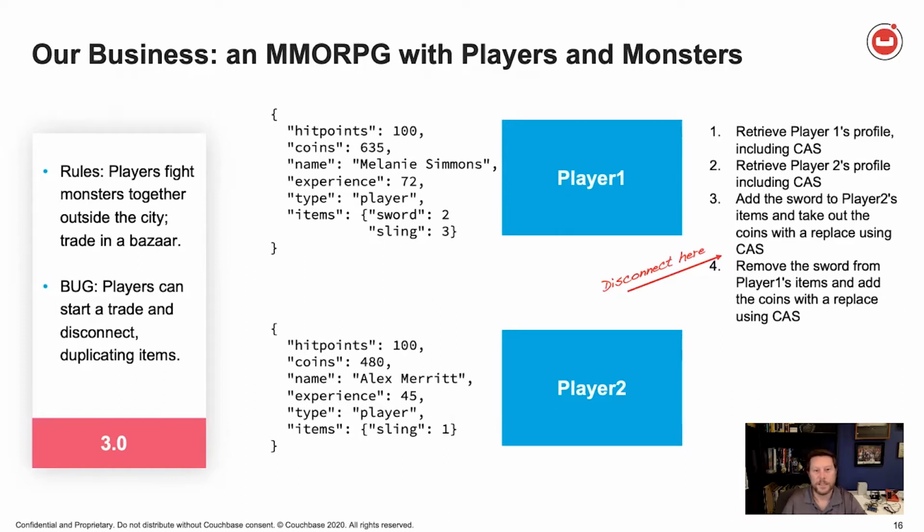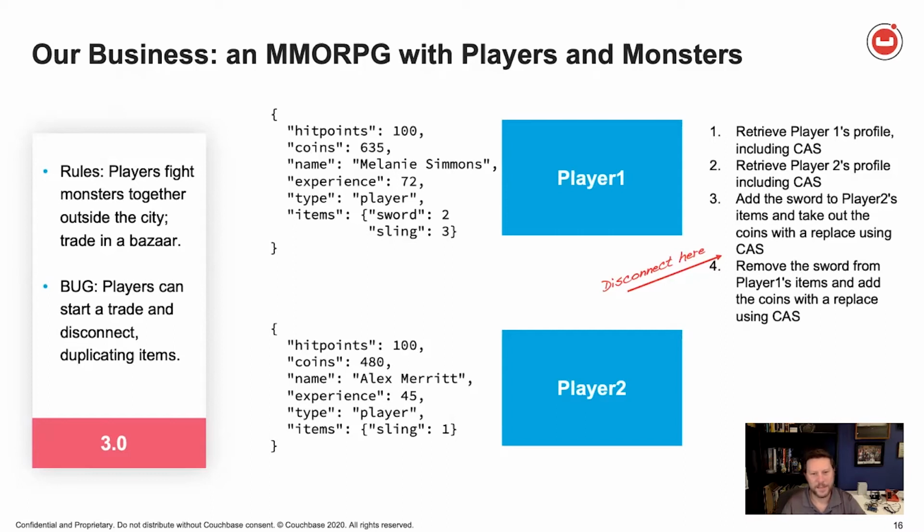The bug here is that my players can start a trade and then disconnect. And then items that we might want to be rare are not going to be rare. They can be duplicated within the system. So if, for example, one player has the Sword of Awesomeness and they start this trade, and then they were to disconnect at just the right time, then you might have multiple Swords of Awesomeness, right?